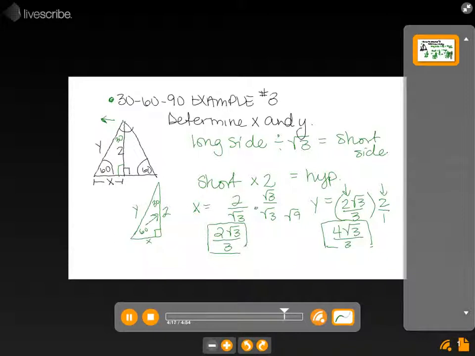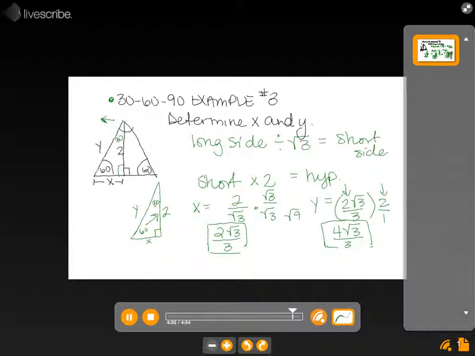To get the short side, take the long side and we divide it by root 3. And then that gives us the short side. When we have the short side, to get the hypotenuse, we take the short side times 2. Okay? I stumbled through that a little bit. I apologize.